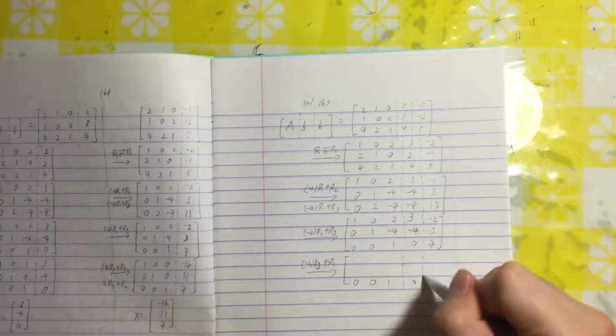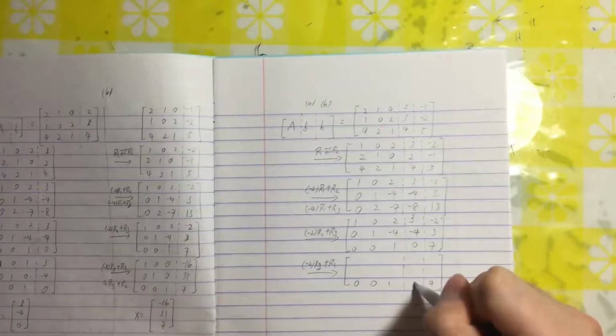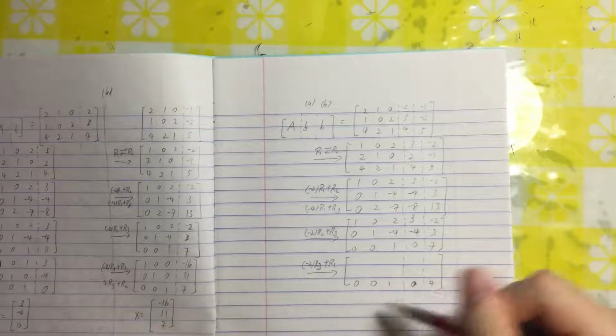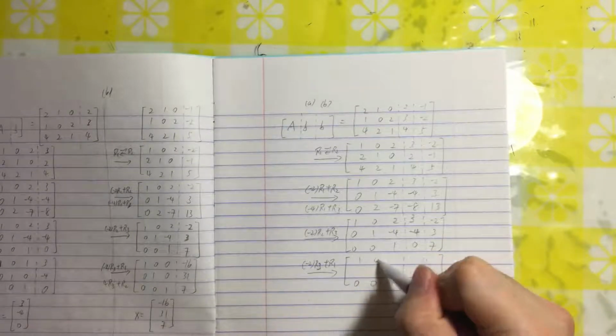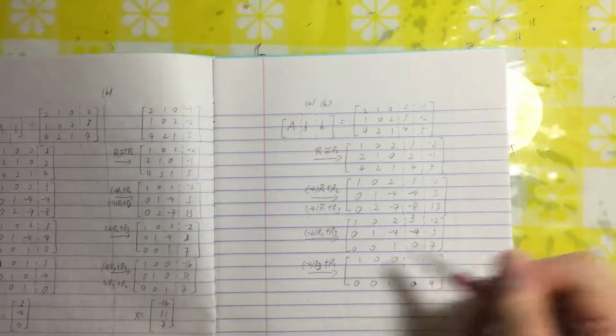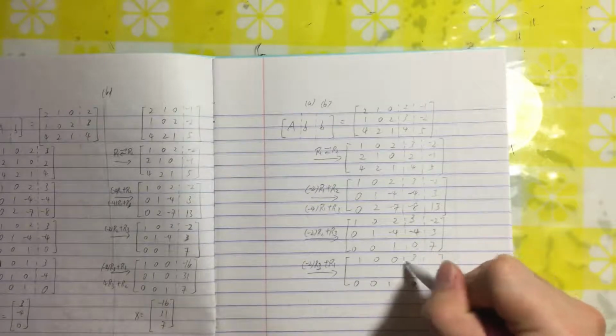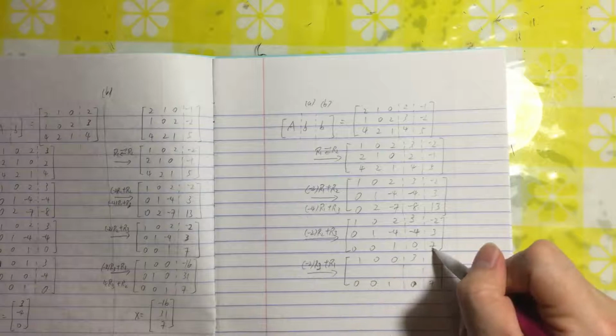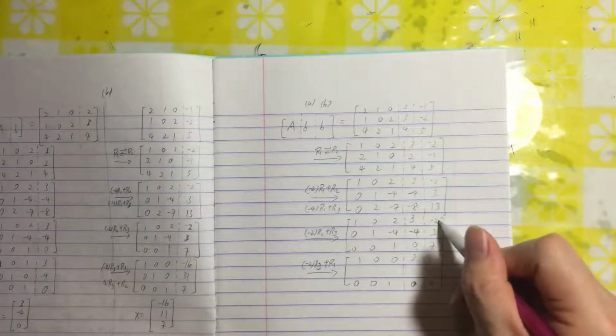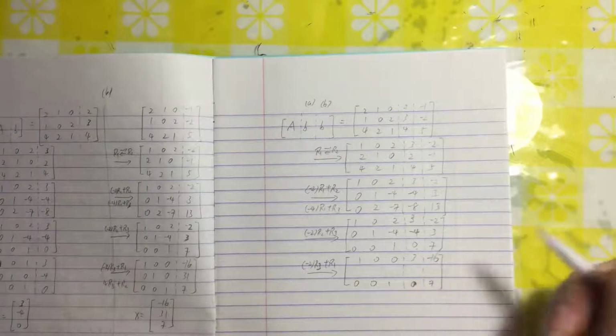Third row stays the same. Multiply third row by -2. Add it to the first row. 1, 0, 0. -2 times 0 is 0. 0 plus 3 is 3. -2 times 7 is -14. Negative 14 plus negative 2 is negative 16.